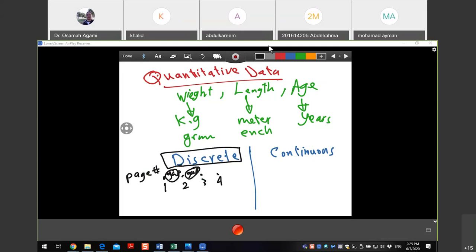Discrete. Okay? But when you don't have any gaps, especially when you have the distance from A to B, you have the scale from zero up to the length of this one. If you stop anywhere, you can measure it. So it's called what? Continuous, right?